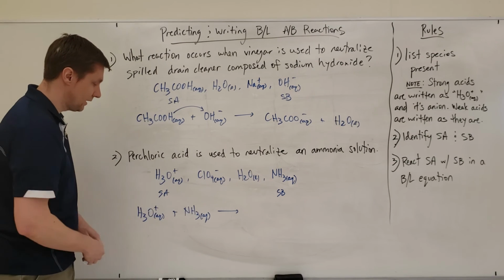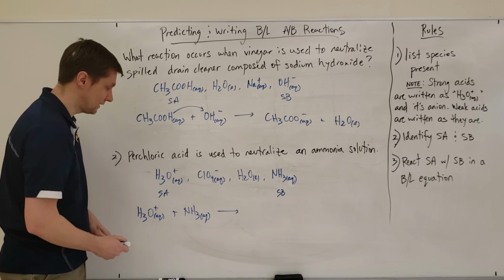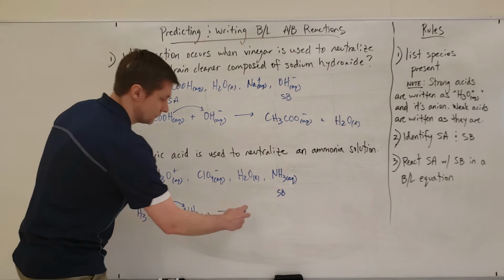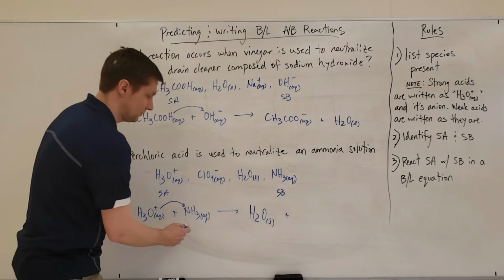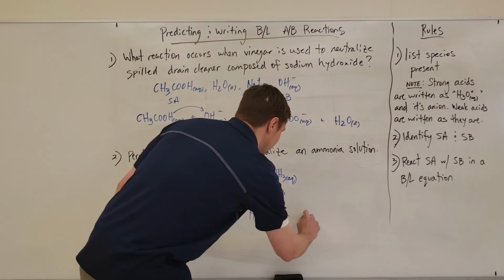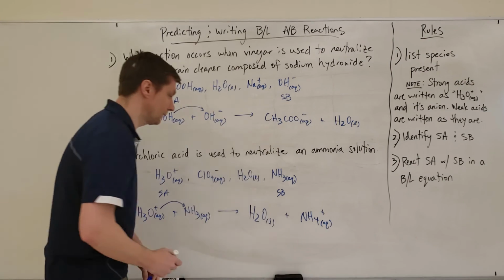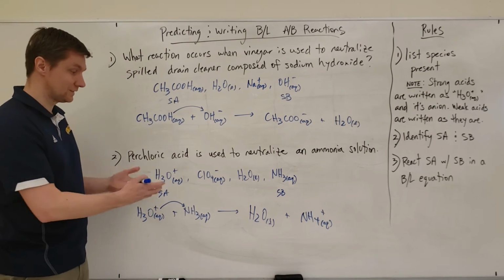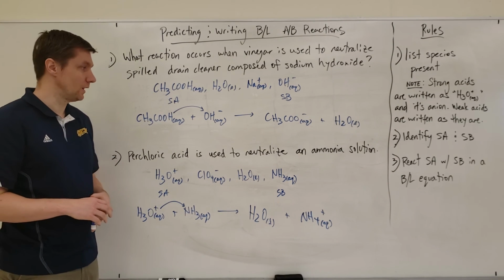So I react them together. Again, this is my acid, this is my base, proton donor, proton acceptor, and so I can just draw that in like that, and this becomes H2O. It loses an H plus, and this becomes NH4 positive. And that's it. That's all you got to do, guys. It's that simple.